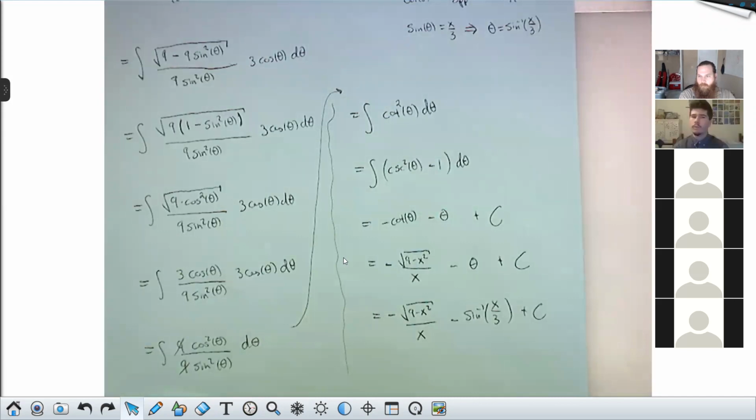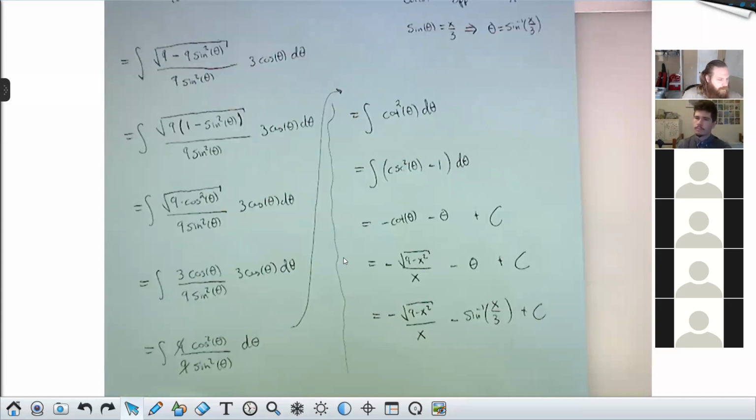Before we move on, would it be okay for you to explain how you went from x to theta or theta to x slowly for those of us who have trouble understanding it? Because I see the triangle that you drew, but I'm a little unsure as to how you got from sine theta equals x over 3 to square root of 9 minus x squared over x.